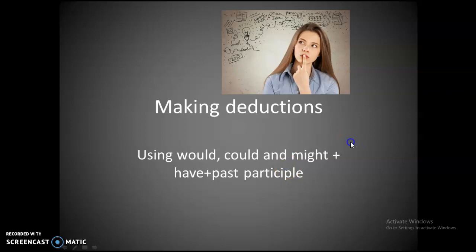Hi students, the topic of today is about making deductions. We're going to use would, could, and might, plus have, and plus past participle.